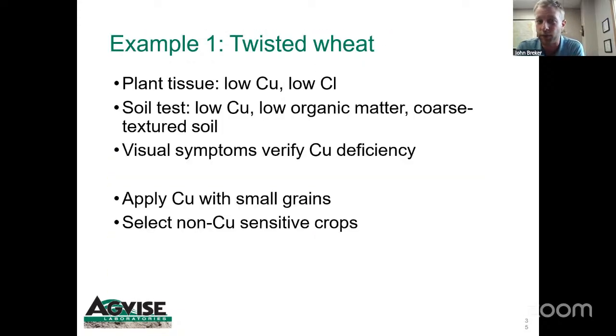So once you find out what the problem is, it's also important to have a corrective solution for that producer because, trust me, all of us are good enough at finding problems in the field, but the producer does want some solution. So going forward in a case like this would be a field where you definitely want to apply copper with small grains, either soil applied at planting or beforehand, or you could also think about planting a non-copper sensitive crop. Things like canola or pulse crops tend not to be as sensitive to copper deficiencies as small grains are.